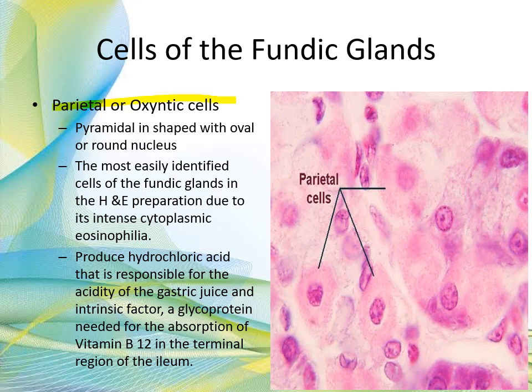So we have the parietal or oxyntic cells. So anong shape nila? Pyramidal in shape with oval to round nucleus. So yung mga cells na to, they produce hydrochloric acid that is responsible for the acidity of the gastric juice.